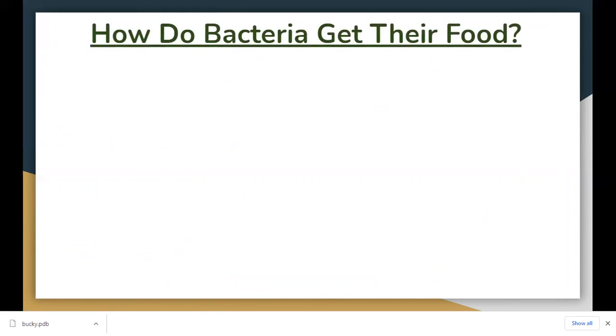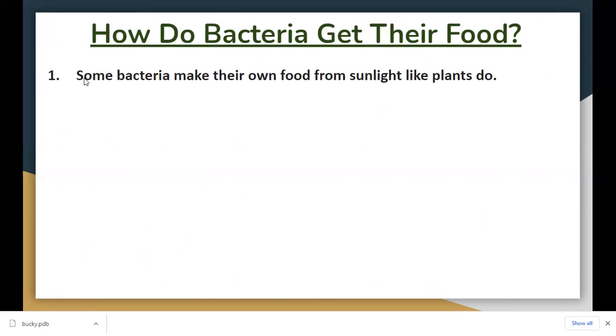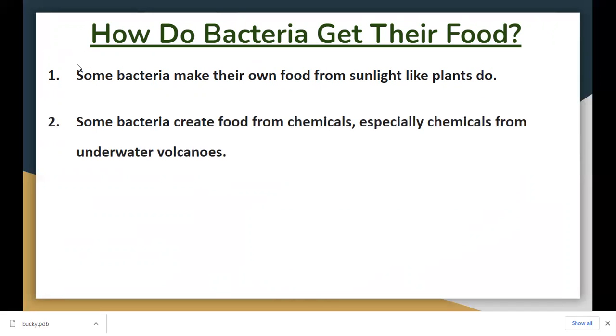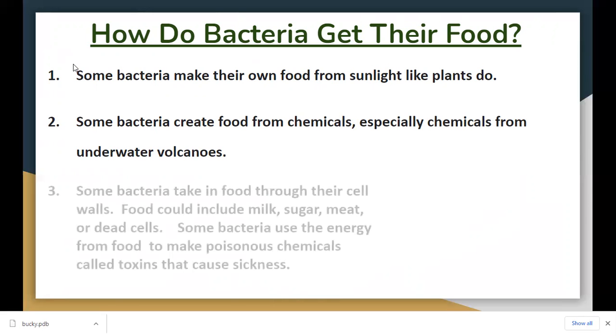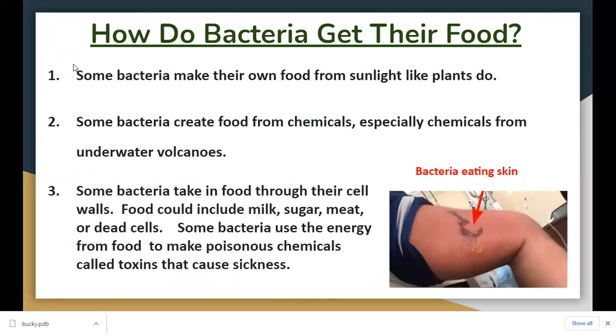How do bacteria get their food? Well, we said some bacteria can make their own food. They are autotrophs. They use energy from sunlight, just like plants do. Some bacteria create food from chemicals, especially chemicals from underwater volcanoes. And third, some bacteria take in food through their cell walls. Food could include milk, sugar, meat, or dead cells. Some bacteria use the energy from food to make poisonous chemicals called toxins that cause sickness. There is a bacteria in that picture on the right that eats skin. Kind of gross.